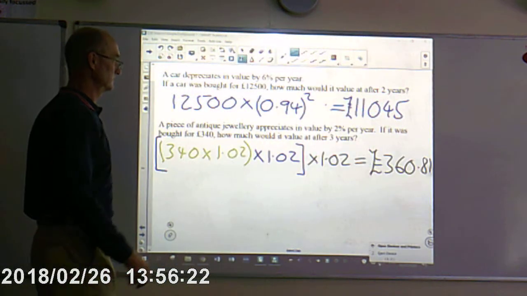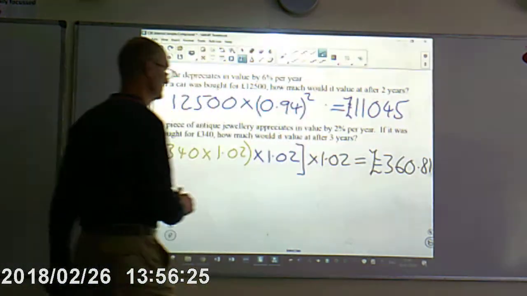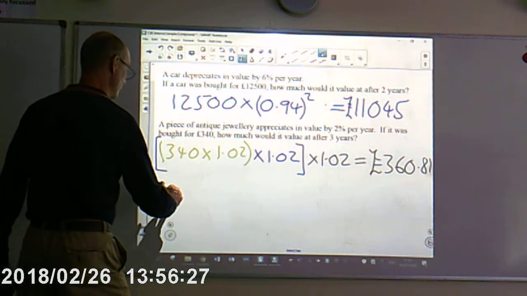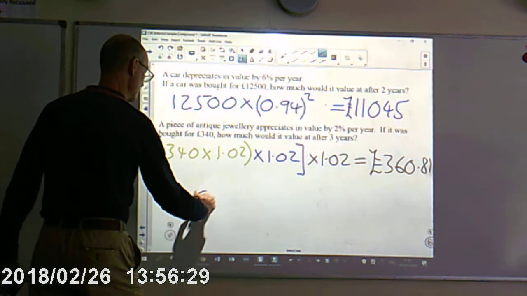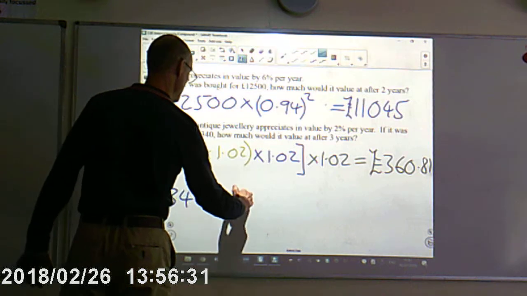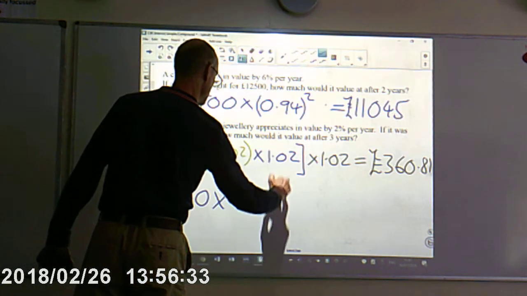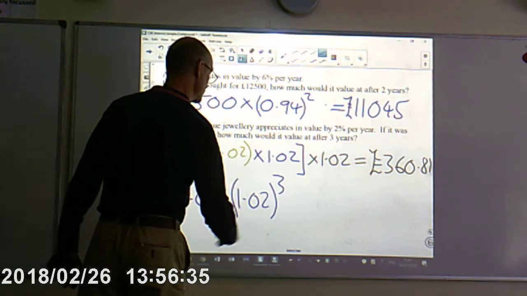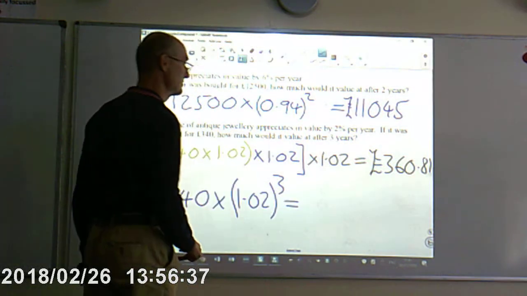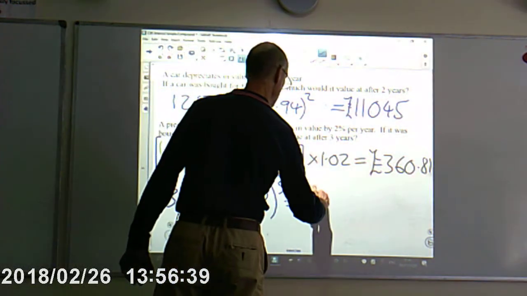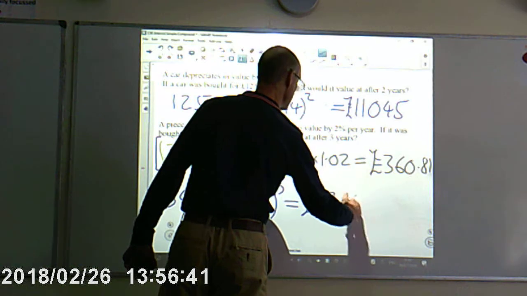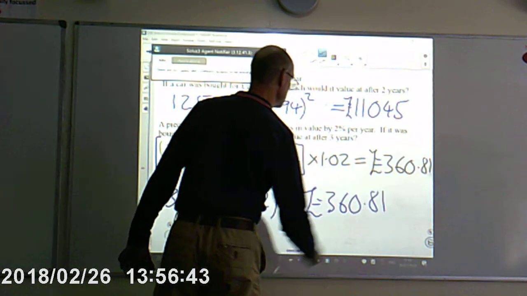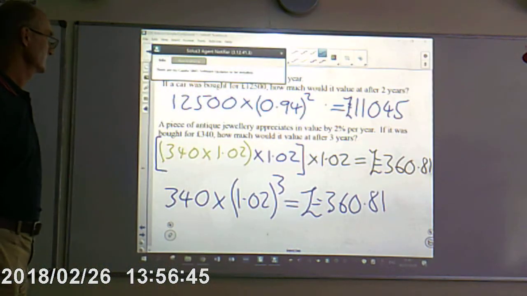Okay, now could you write that in a quick notation, a quick format? 340 multiplied by 1.02 all cubed, which gives me the same result of 360.